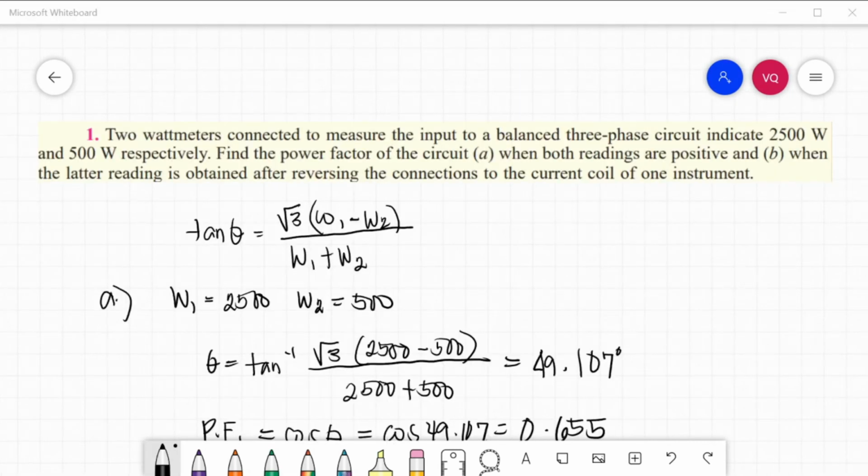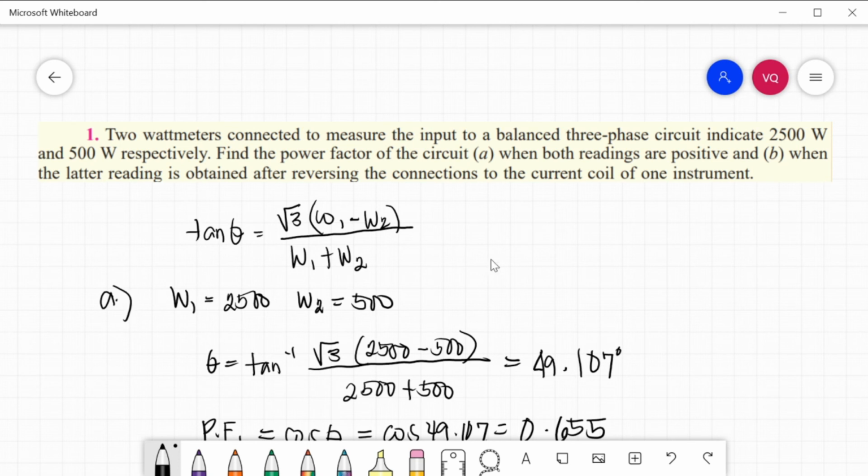Our next example is 2 wattmeters connected to measure the input to a balanced 3-phase circuit indicates 2,500 watts and 500 watts respectively. Find the power factor of the circuit. Letter A, when both readings are positive, and B, when the latter reading is obtained after reversing the connections to the current coil of one instrument. So this is our general formula. Tan theta is equal to square root of 3 multiplied by W1 minus W2 divided by W1 plus W2.